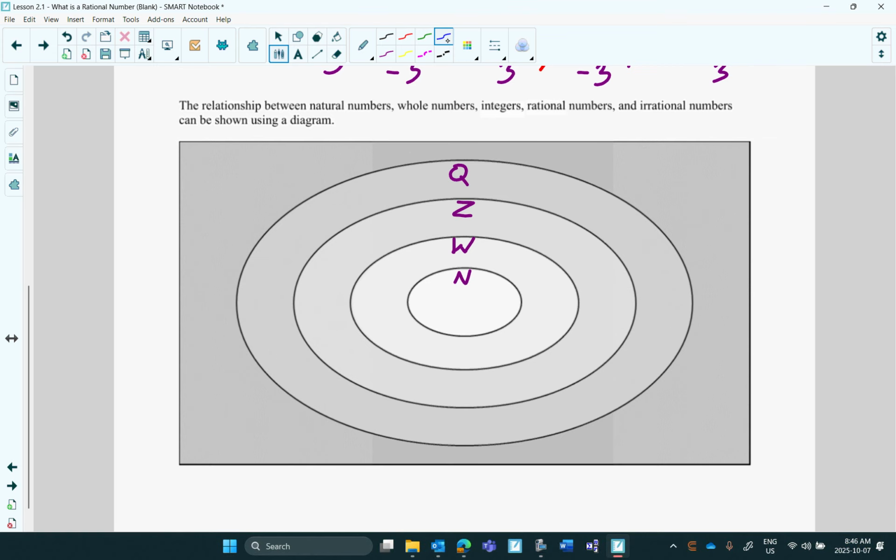If you can't write it as a fraction, you put it outside the biggest oval. So here's a question for you. In which oval would I write the number -2? In the integer one, right? It's not a natural number, so I can't put it in here. It's not a whole number, so I can't put it in here. It's a negative number, which means that's the furthest inside it can go.